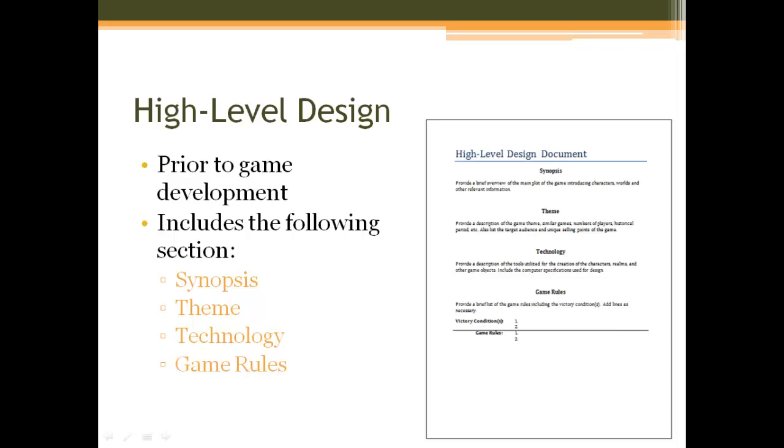So first and foremost, we have the high-level design document. This happens prior to the game's actual development, and it includes the synopsis, theme, technology, and game rules. This is basically an executive summary of your game before you go into production.